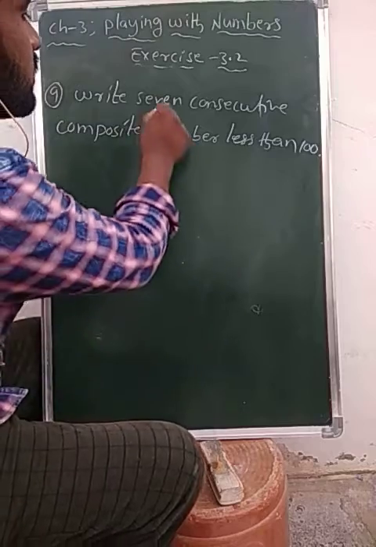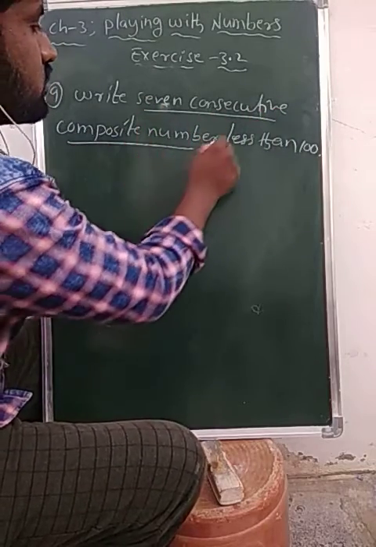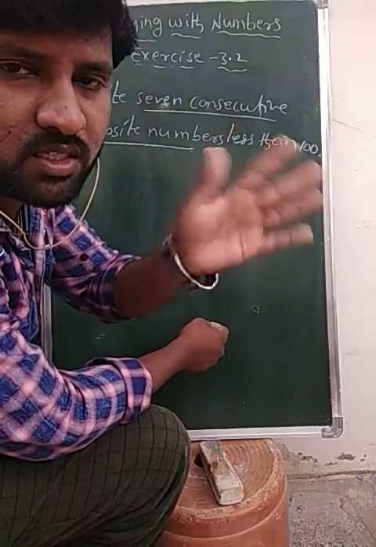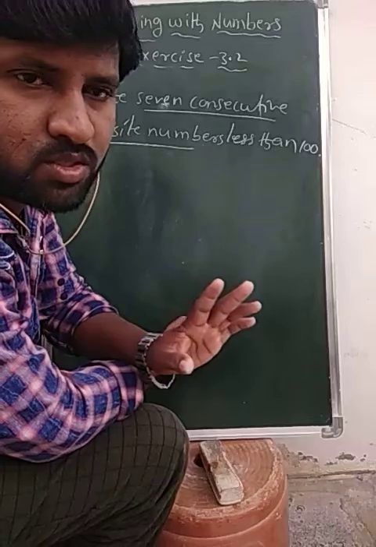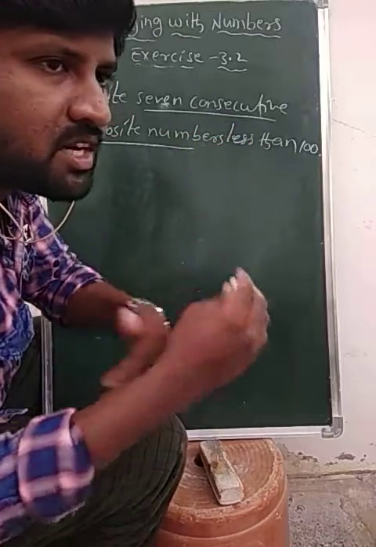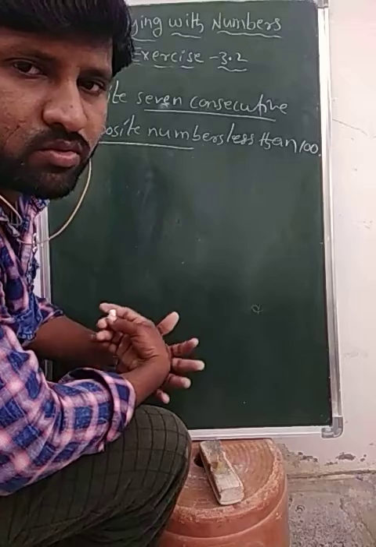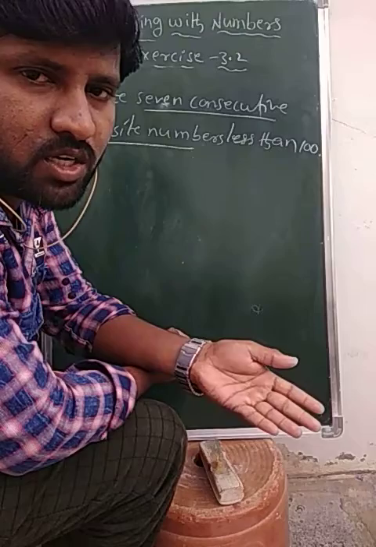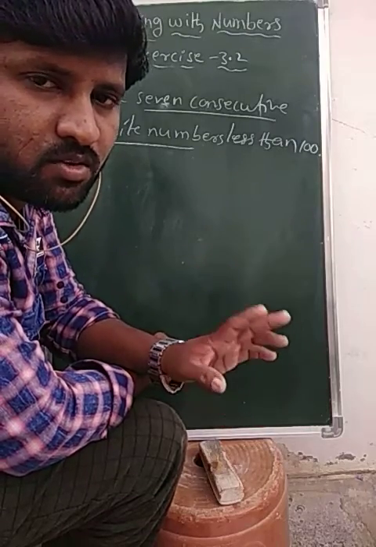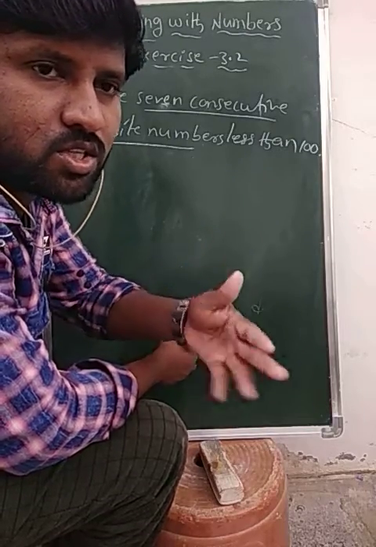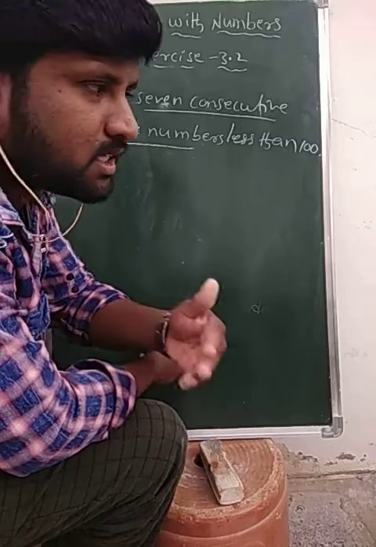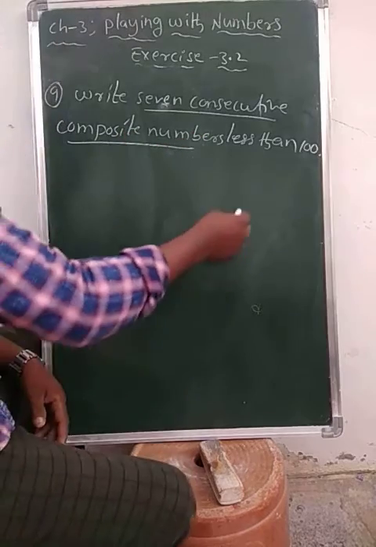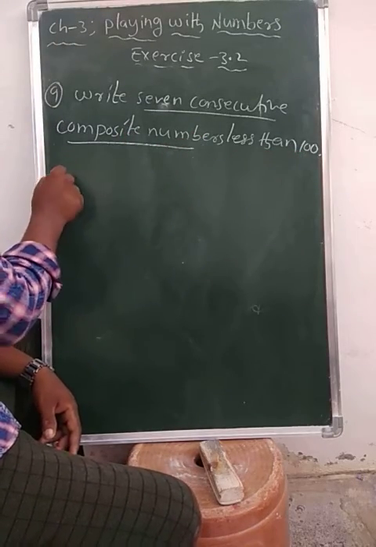Write 7 consecutive composite numbers. Composite numbers means what? The numbers having more than 2 factors are called composite numbers. Consecutive means they must come one right after another, with no gap in between. For example, Saturday is a holiday, Sunday as usual is a holiday, Monday also a holiday. Then we get consecutive holidays. Like that only, 7 consecutive composite numbers less than 100 are possible.